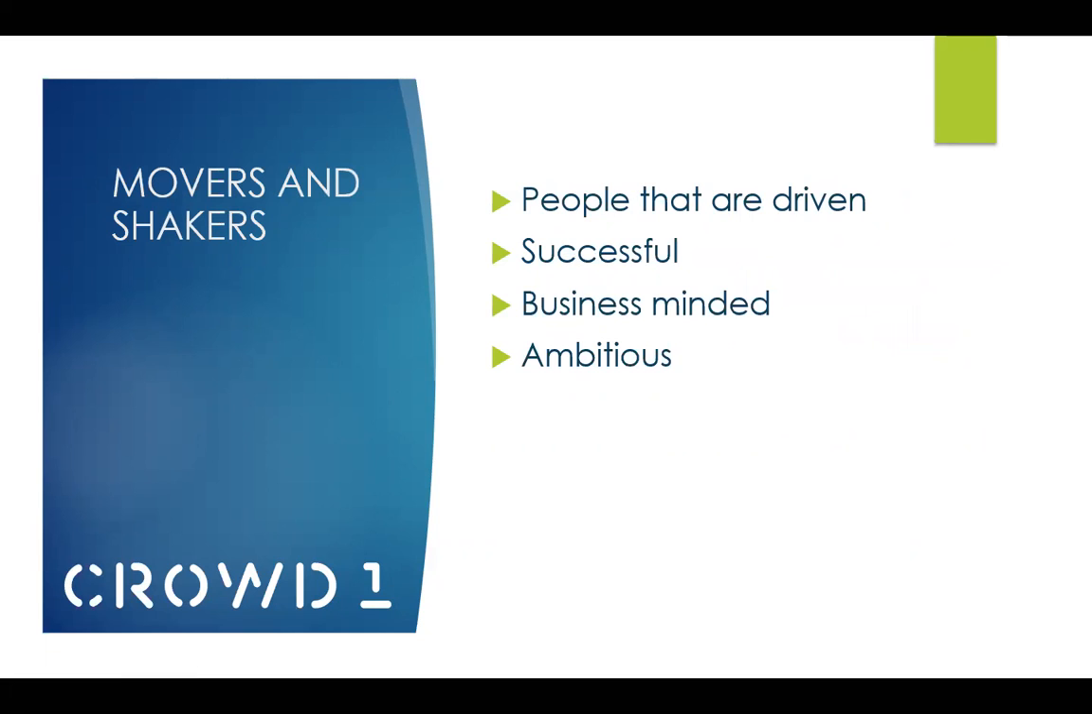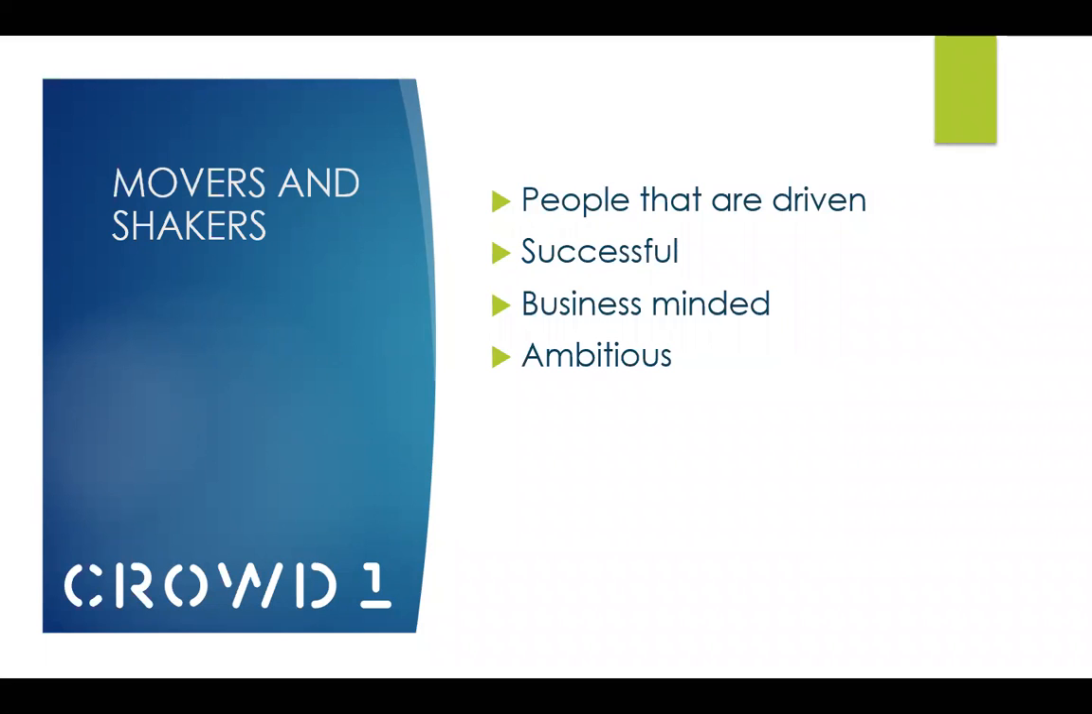Then we said you have to select the movers and the shakers. So if you've got a list of 100 people, select about 20 people that you think are movers and shakers. That is people that are driven, they are successful, they're business-minded, they're ambitious. Because people who have their own businesses sometimes understand a business and the ins and outs of a business. They are willing to work very hard. Sometimes people who own their own businesses, they work 16 hours per day, but they just decide which 16 hours of the day they work.